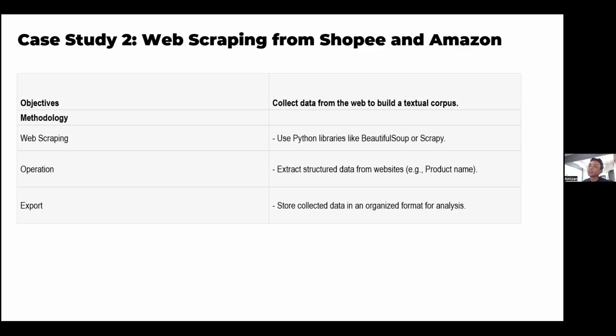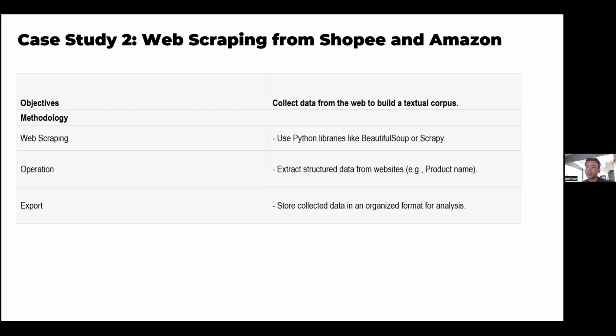Okay, all right. So for this case study, I would like to apply web scraping from Shopee and Amazon. The objective is to collect data from the web to build a text corpus. In this case, I use Python libraries like Beautiful Soup or Scrapy, but I will not use Scrapy.